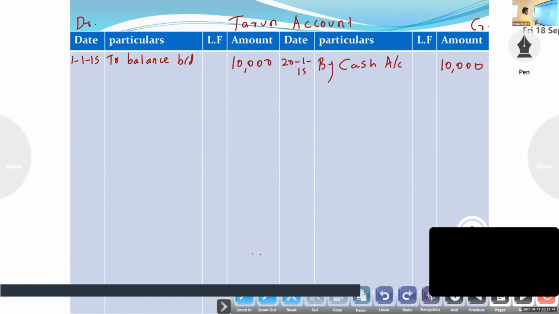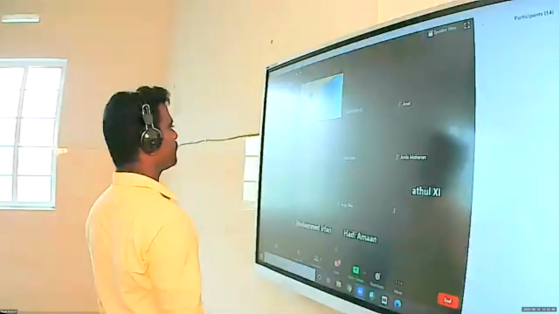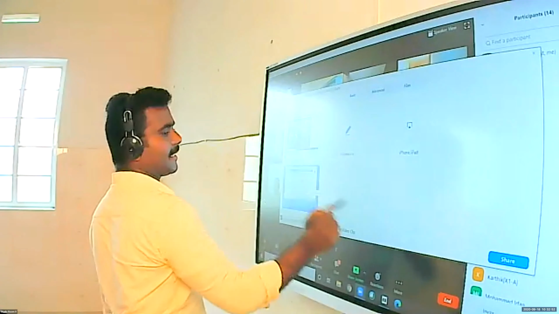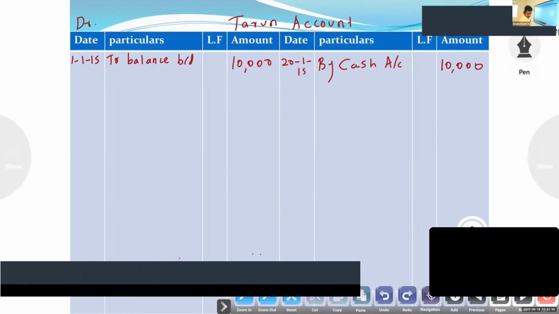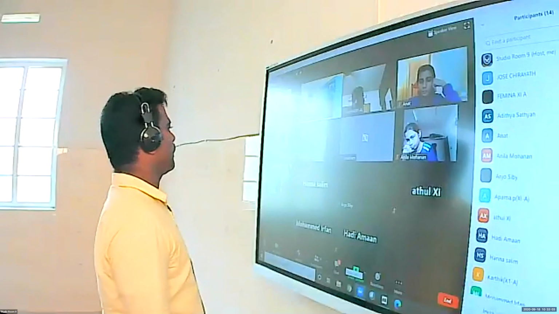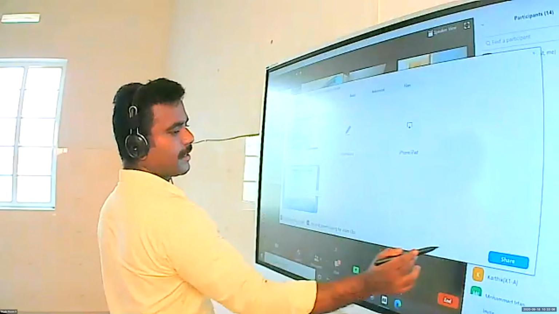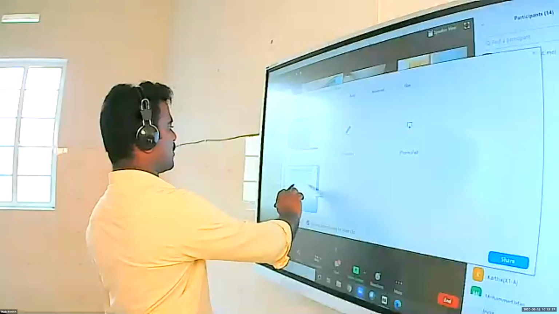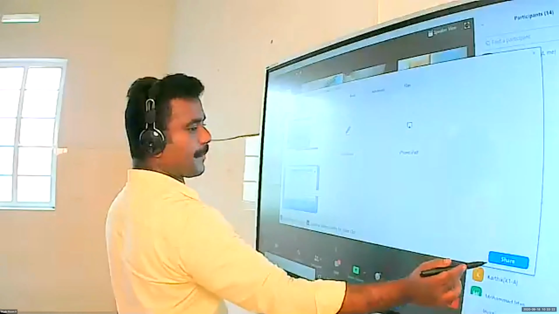Next, after 20, any transaction related to Tarun? No more transactions. Sir, one doubt. Yes, ask. Cash account to Tarun account, sir, it should be on the debit side.